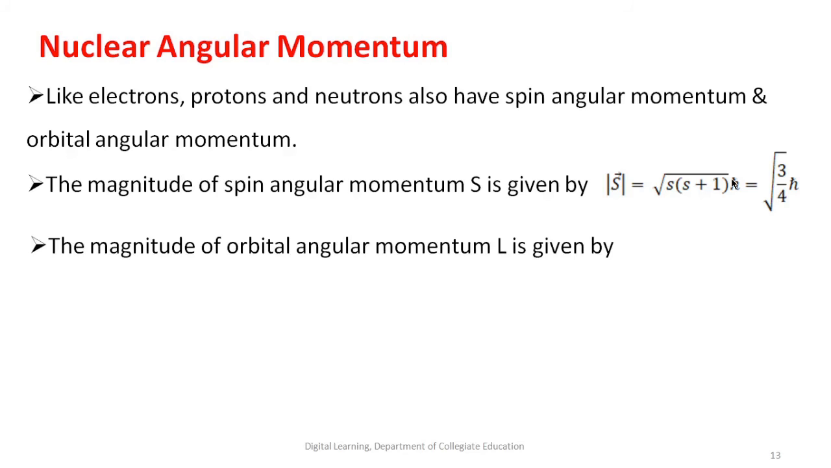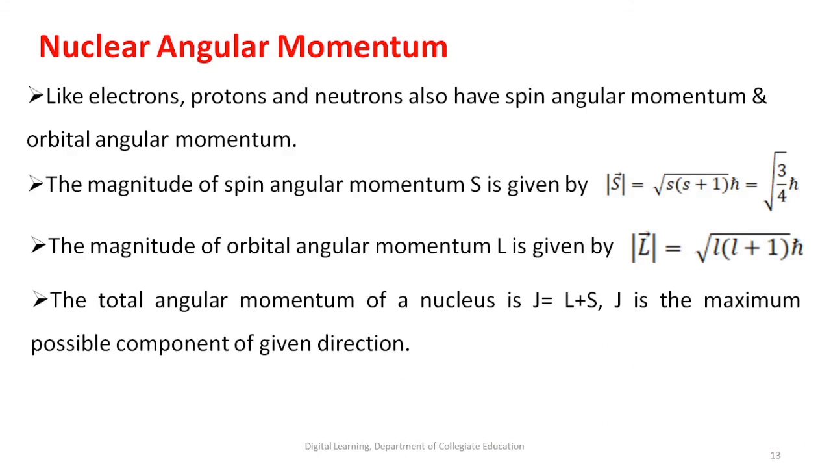And in the same way, the magnitude of orbital angular momentum vector L is given by modulus of vector L is equal to square root of L into L plus 1 into h cross, where L is the orbital quantum number. So if spin vector and orbital angular momentum vector are there, then the total angular momentum of a nucleus is given by J, which is equal to L plus S.